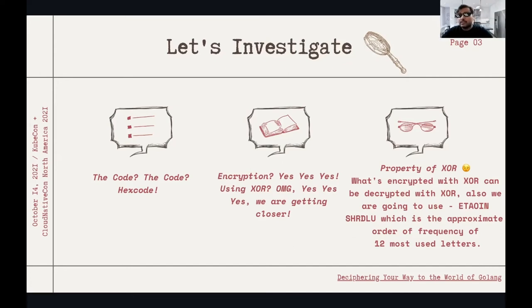This is the approximate order of the 12 most used letters in the English language when making meaningful words. So the frequency of letters appearing is such that E would be more than T, T more than A, O more than I, and so on. Our data set team collected the frequency for every letter and how they play an important role in making meaningful words in English. We have this frequency. We know that it's hex code. We know that it's encrypted using XOR.